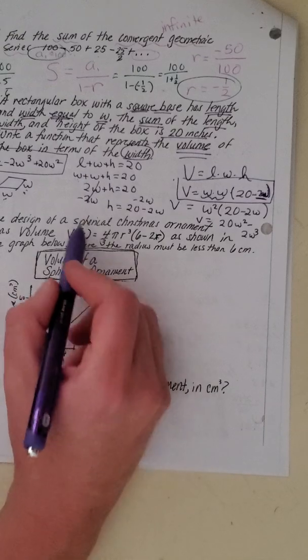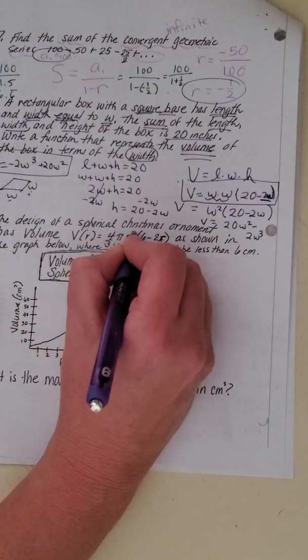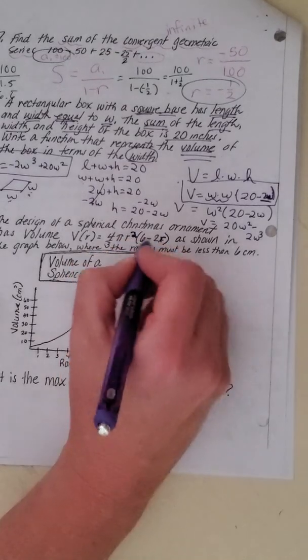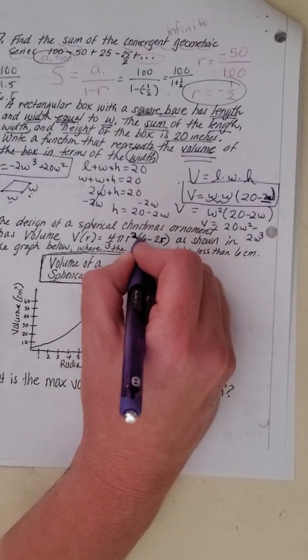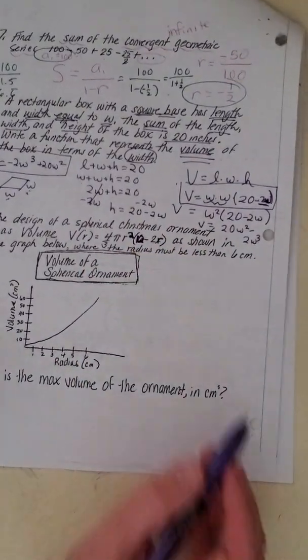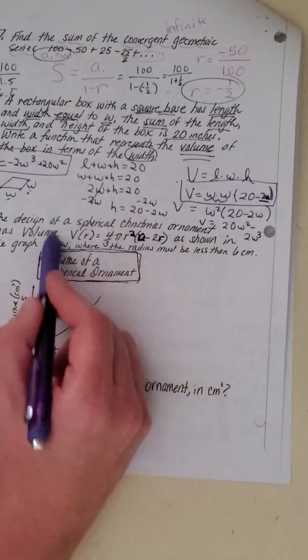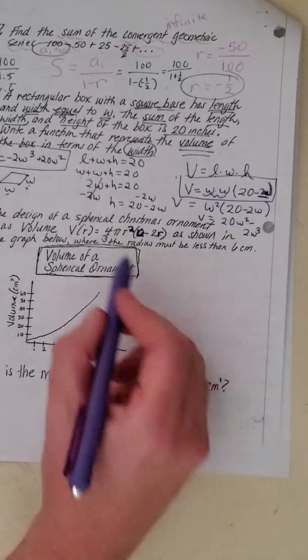All right, the design of a spherical Christmas ornament is, okay, there's some typos here. First of all, this should be an R squared, and this should be 12 minus 2R. But regardless, the reason is because this graph will not match this function. So I'm just correcting the equation.